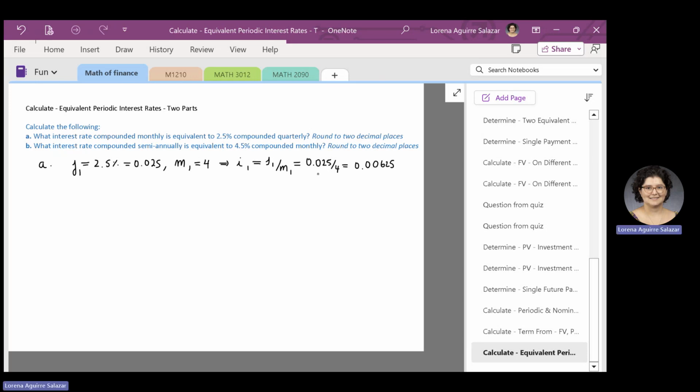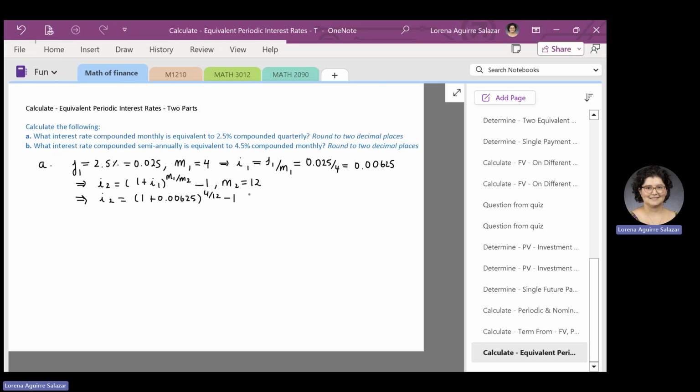With all of those variables clear, what we can say is that I2 is equal to 1 plus I1 raised to the M1 divided by M2, minus 1. And because we're looking for an interest rate that is compounded monthly, is equivalent to this one that is compounded quarterly, our M2 is equal to 12. The second compounding frequency is 12. So what we have is that I2 is given by 1 plus 0.00625 raised to the 4 over 12, and then take away 1.